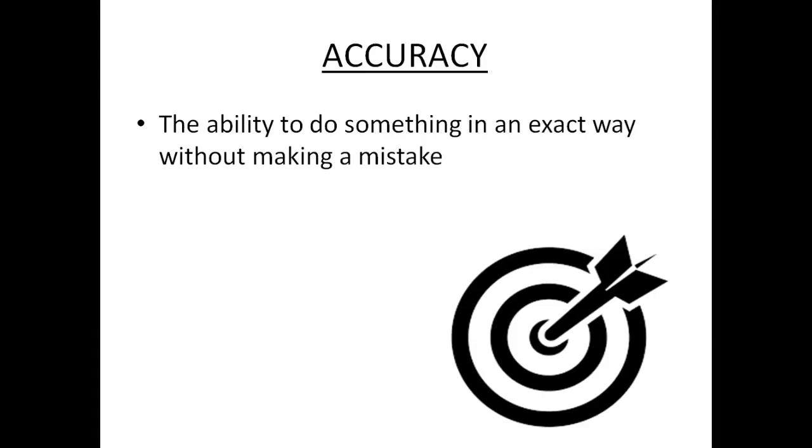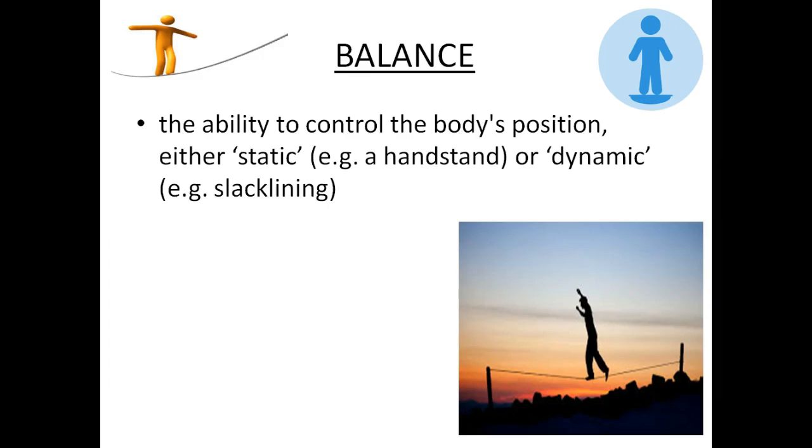Accuracy is our ability to do something in the exact way without making a mistake every single time. Balance is our ability to control the body's position either static, like a handstand, or dynamic, like slacklining, okay, where we're keeping our center of mass over our base of support. And we've got a whole lecture on that, so don't worry.